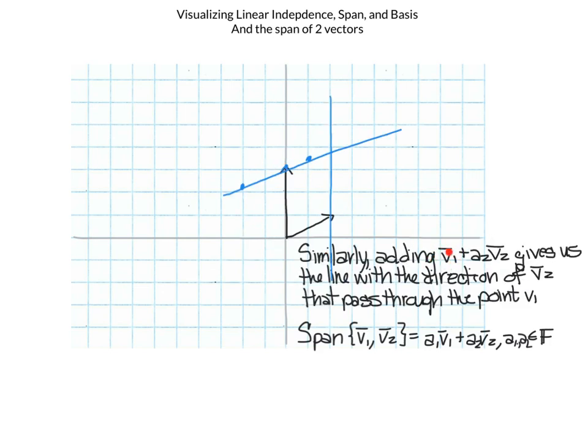Similarly, adding v1 plus a2 v2 is going to give us the line in the direction of v2, which is the straight up and down line, that passes through the point v1.